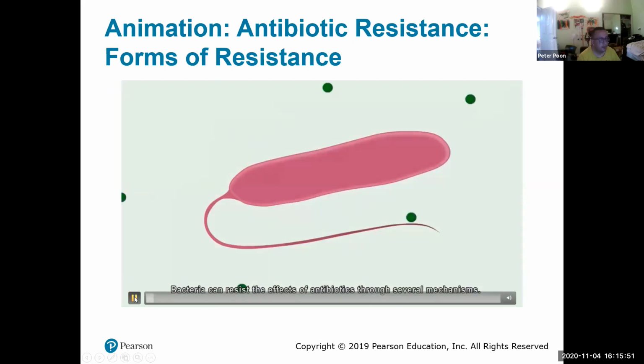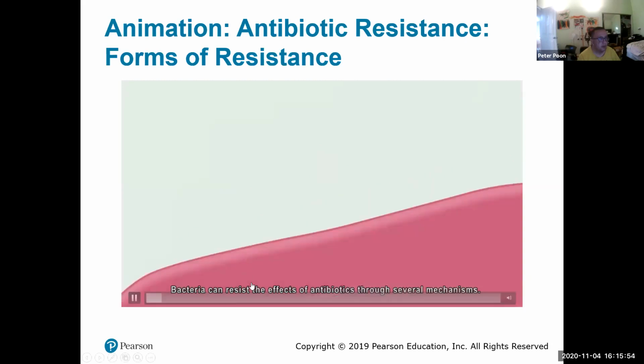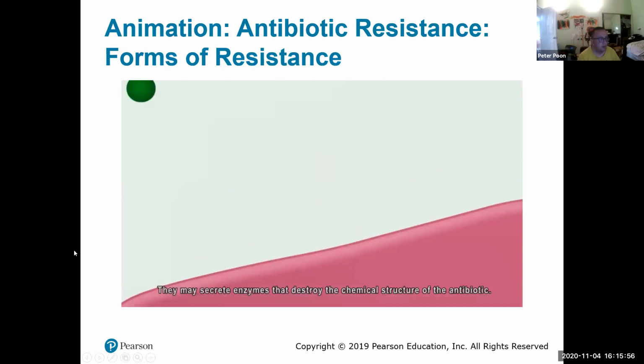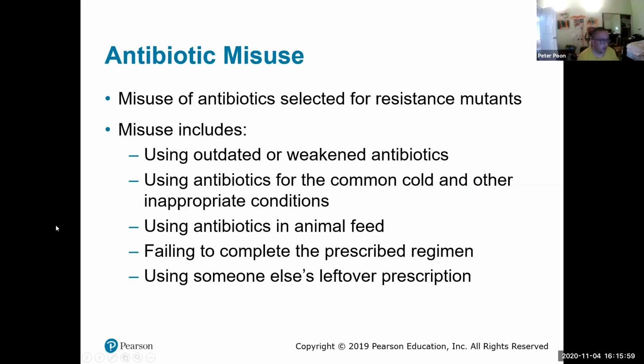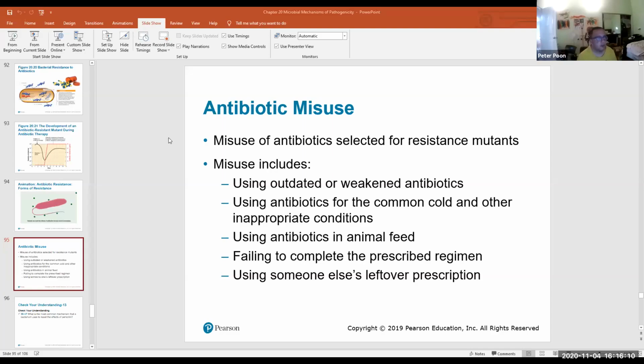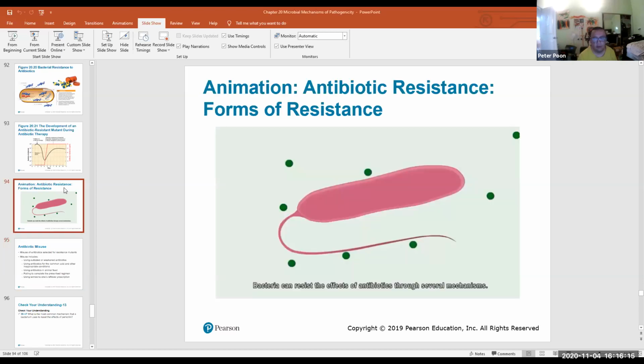Bacteria can resist the effects of antibiotics through several mechanisms. They may secrete... Oops. Okay.